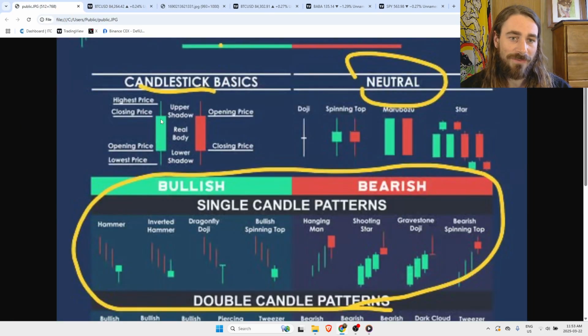Essentially, you either have a green candlestick, which is a bullish candle, or you have a red candlestick, which is bearish, just meaning that the sellers were able to outpower the buyers. And alternatively, if we get a green candlestick, the buyers are able to outpower the sellers there.